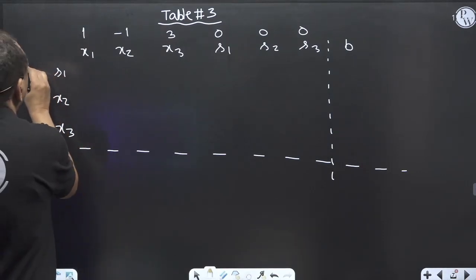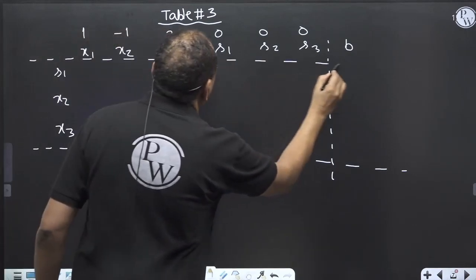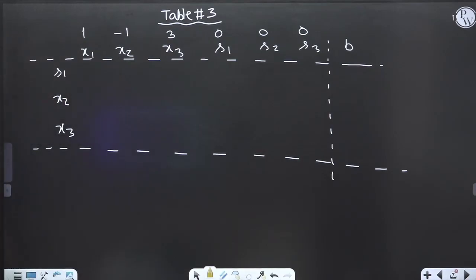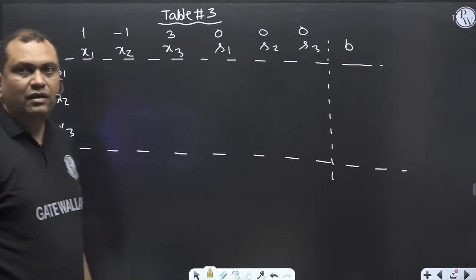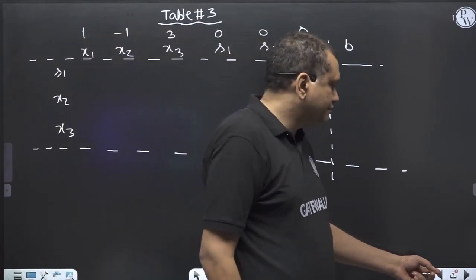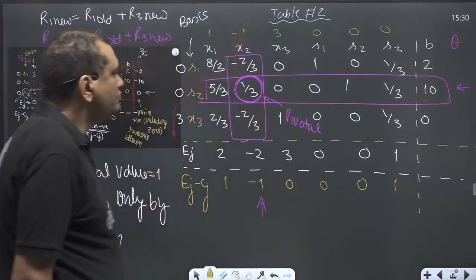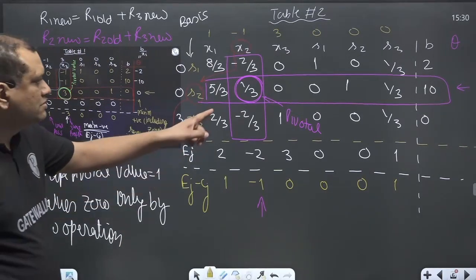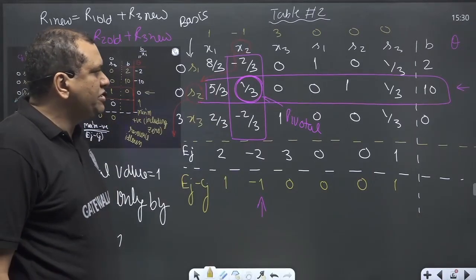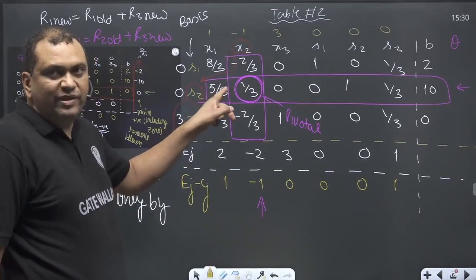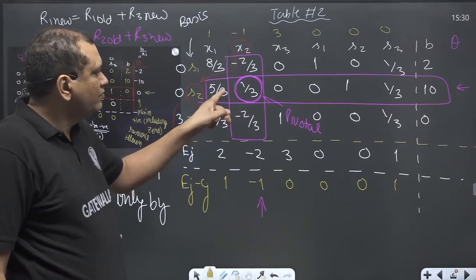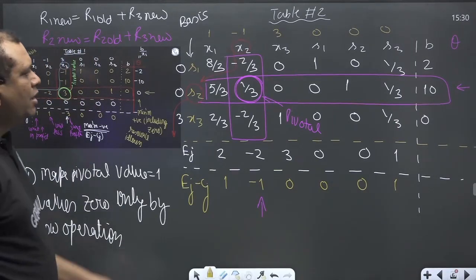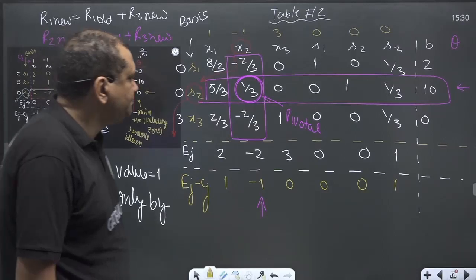Okay, again we will do the same thing, making the pivotal value equal to 1. So how to make the pivotal value equal to 1? Multiply by 3. Multiply the entire row by 3.